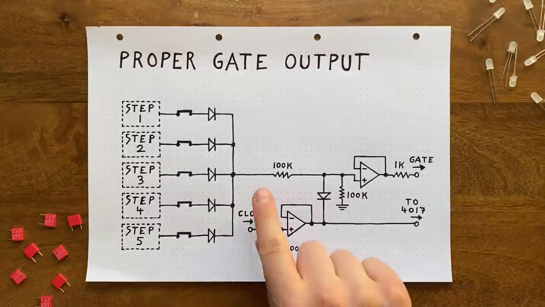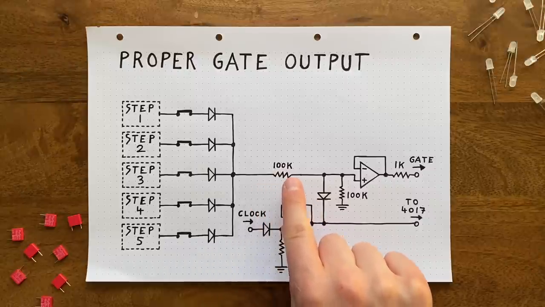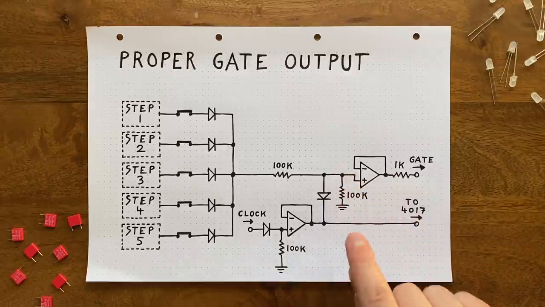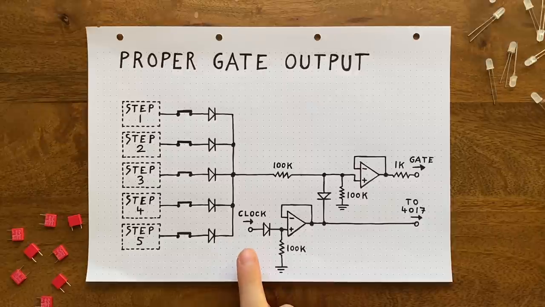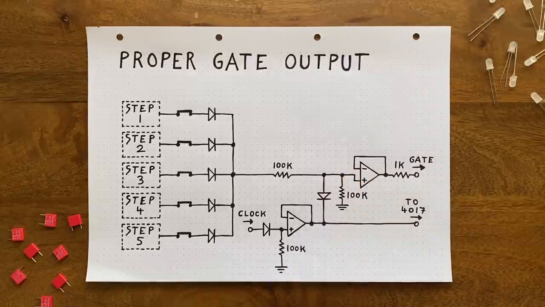When we added in this extra 100k resistor, we only wanted to prevent creating a short circuit on this path. Unfortunately, this has an unintended side effect. Together with our pull-down resistor, the new current limiting resistor forms a voltage divider. This means that even if the clock input is high and the pull-down diode is blocked, the voltage at the gate buffer's input will be cut down. By 50% to be precise.